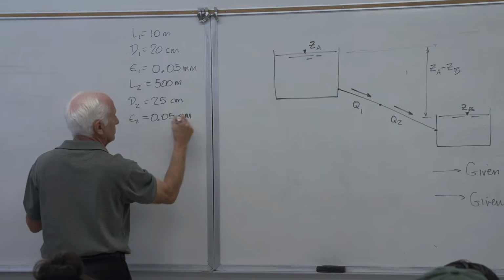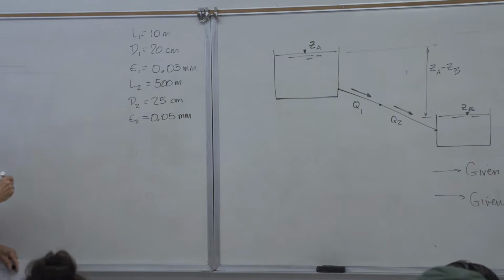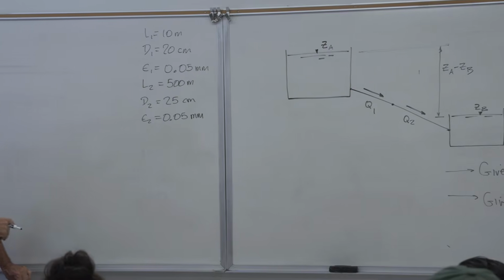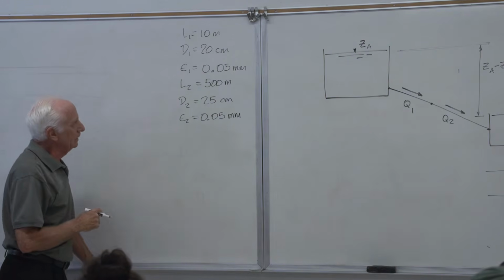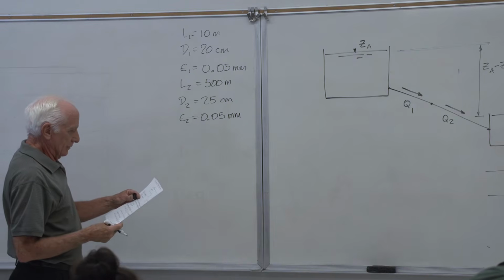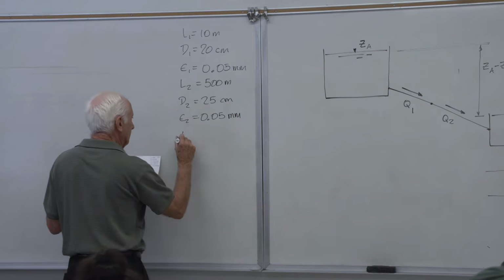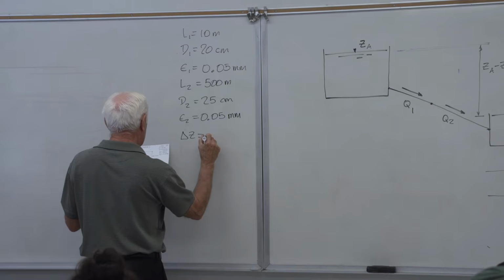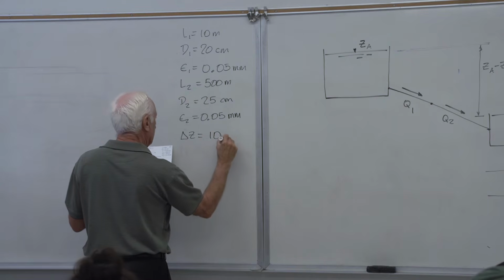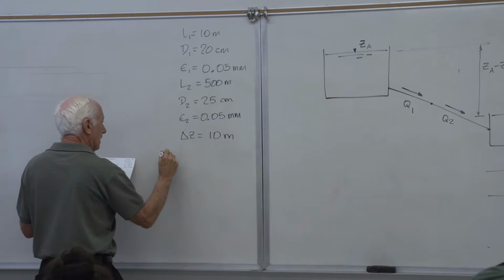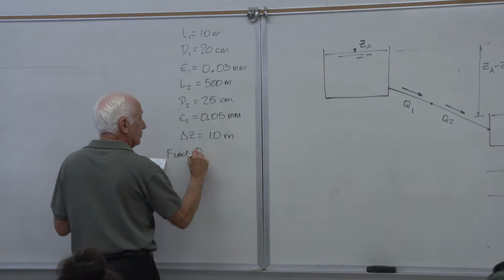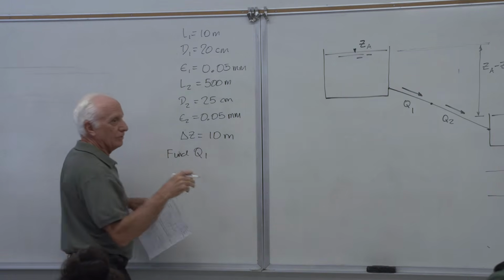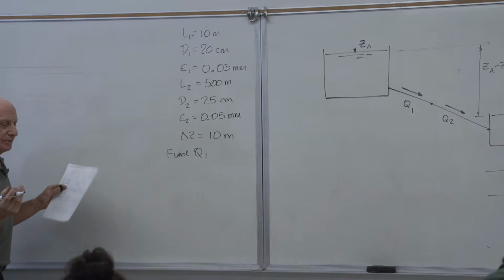And you know where the roughness comes from. The roughness, epsilon or E, comes from the table in the textbook, table 6.1. And let's see, we also know delta Z, 10 meters. Find Q1, or I don't care, find Q2, the same thing.